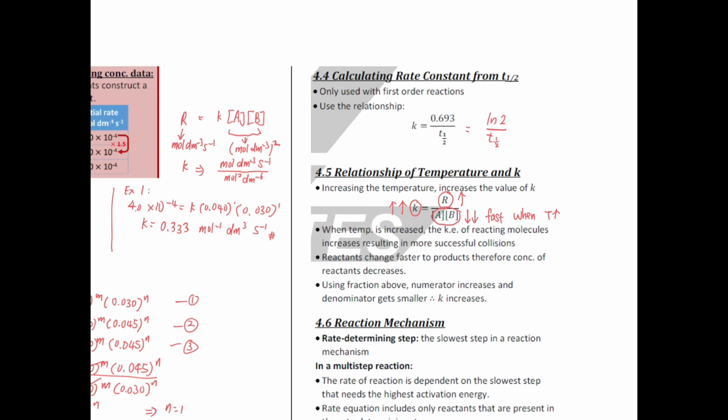And the denominator gets smaller. As you can see in the notes here, the denominator gets smaller because the concentration of A and concentration of B, the concentration of reactants, decreases quickly because they are used up quickly at high temperature. So K increases. There are two reasons why K increases: because the rate increases, and because the concentration decreases. So of course, mathematically, it is very obvious that K increases. So that is the relationship between K and temperature. We have done this. Now let's move on to the next part.